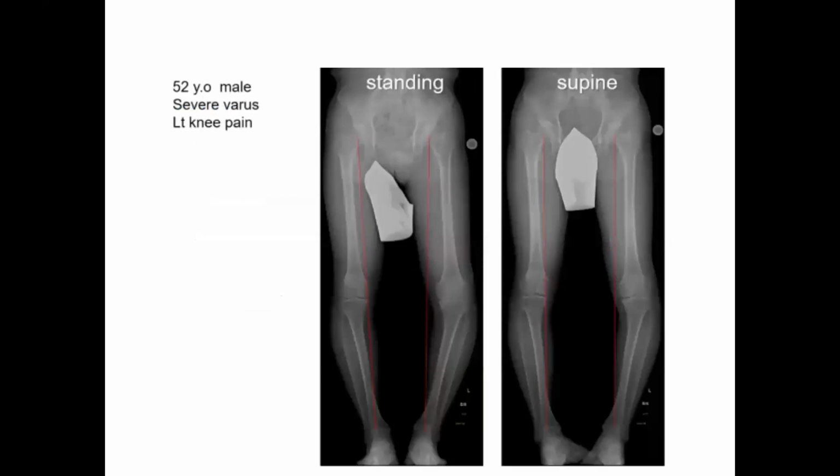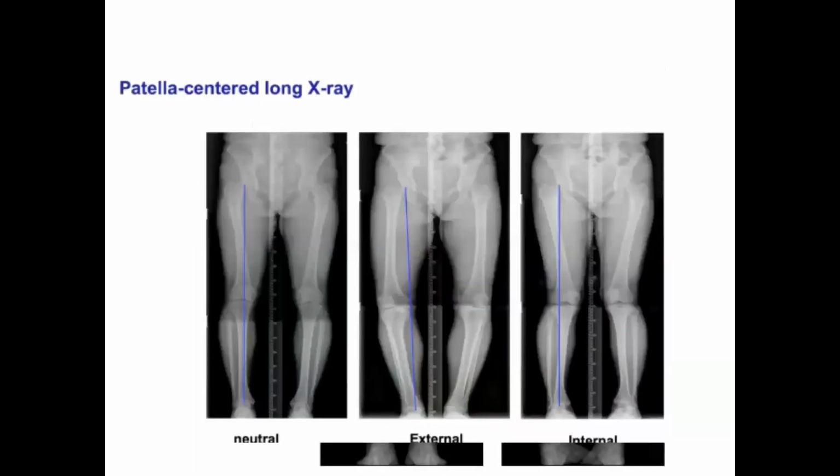Though this is the same patient, the scanogram was done in standing and supine. See on the left side, there is more varus on the standing X-ray when compared with the supine X-ray. And this is one more patient's X-ray: the first X-ray shows neutral with the patella facing center, and if the patella is facing outward, it's externally rotated. If the patella is facing inward, it is internally rotated. The mechanical axis alignment is different in all 3 X-rays. So always the patella should be facing center. A long knee X-ray on weight bearing should be done.